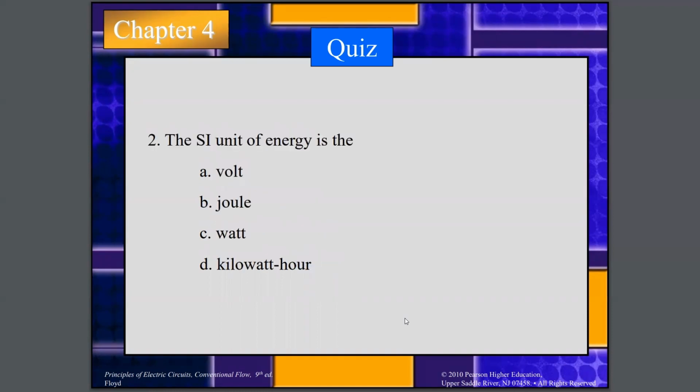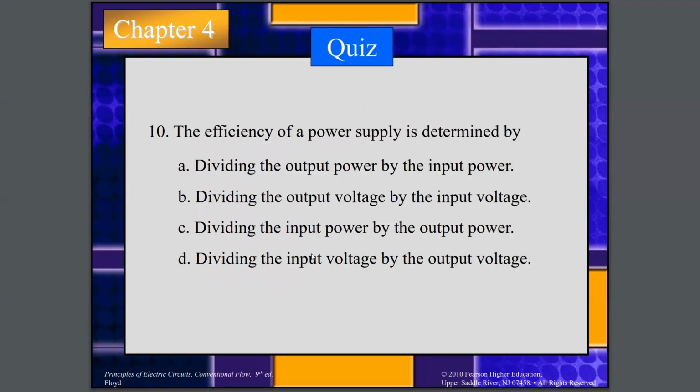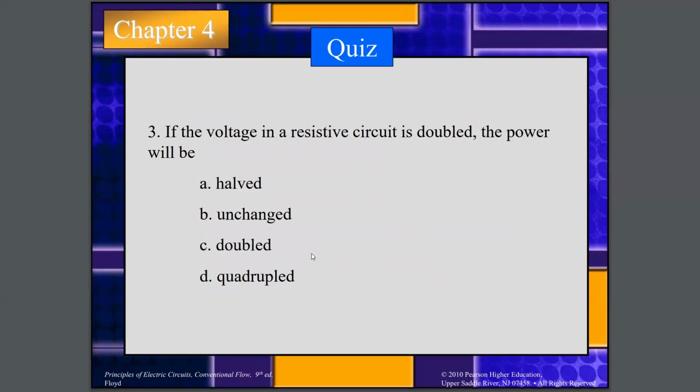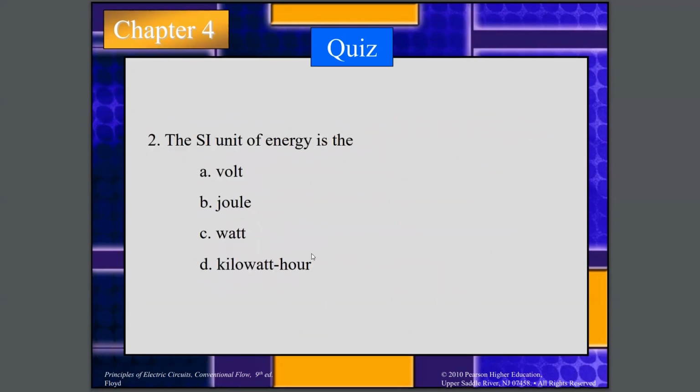What is the SI unit of energy? In this case, it's going to be the joule. Okay, and I can double check this. Number 2. Okay, number 2 is B. So the SI unit for energy is the joule.